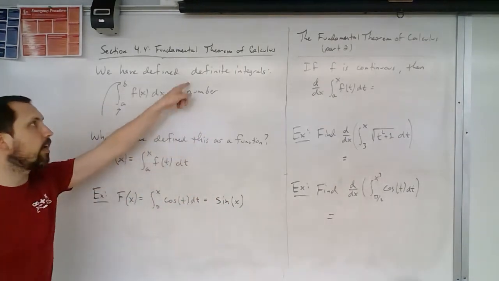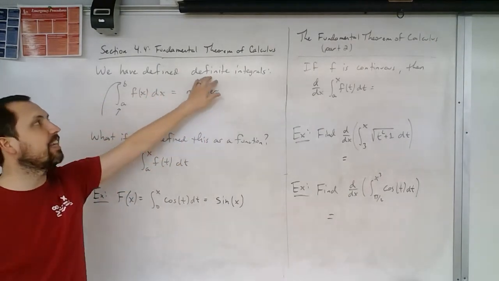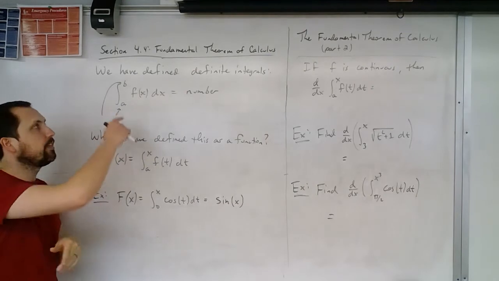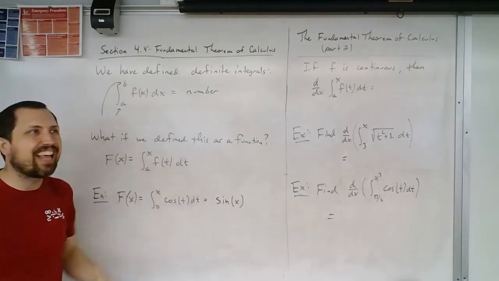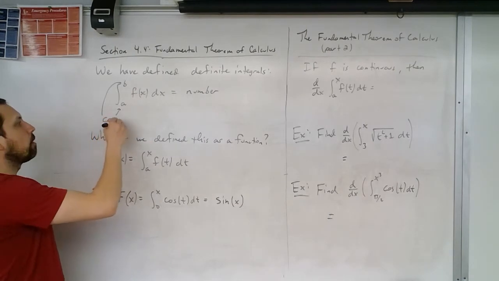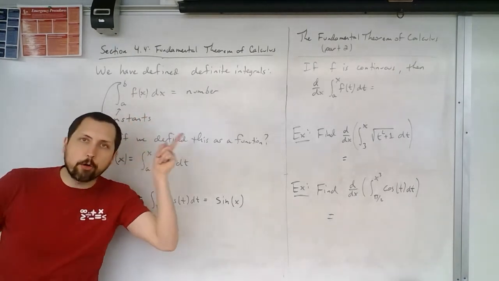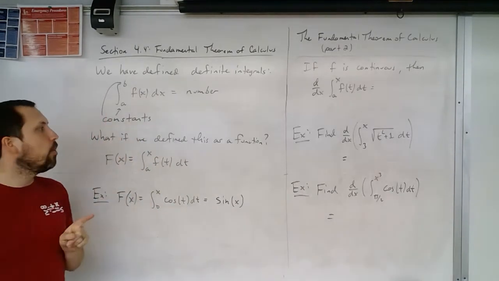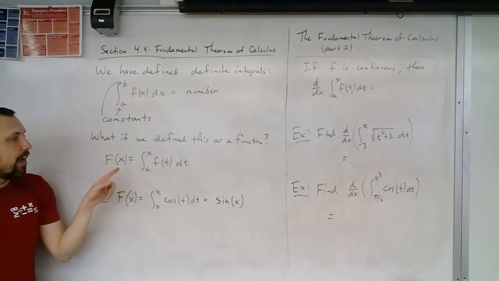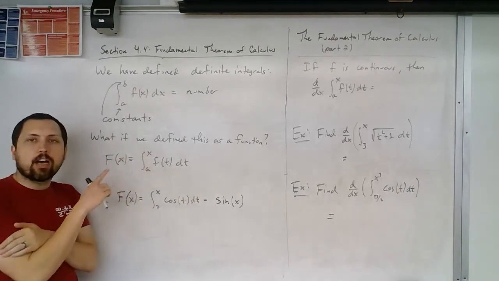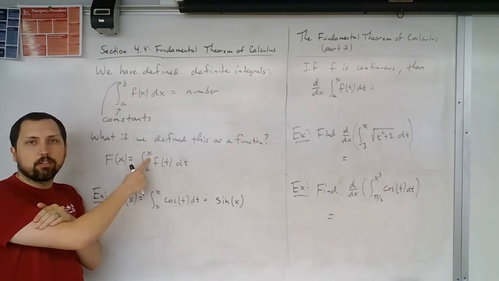Just to set the scene here, we have been defining definite integrals like this, where we take the integral from a to b of f of x dx, that's some type of number, this net area. Both of these numbers are constants, a and b. That's how we've always been doing this. But what if we instead wanted to describe this as a function? What if I don't want both of these to be constants? What if I allow one of them to be a variable?